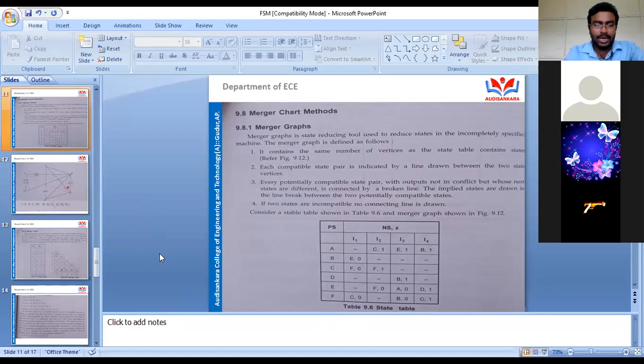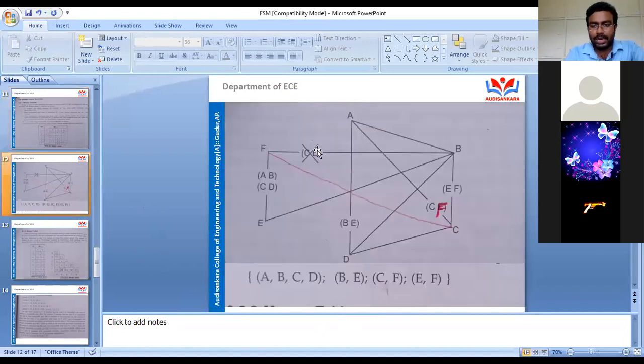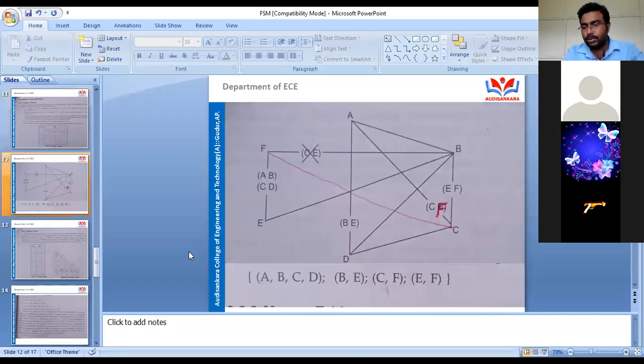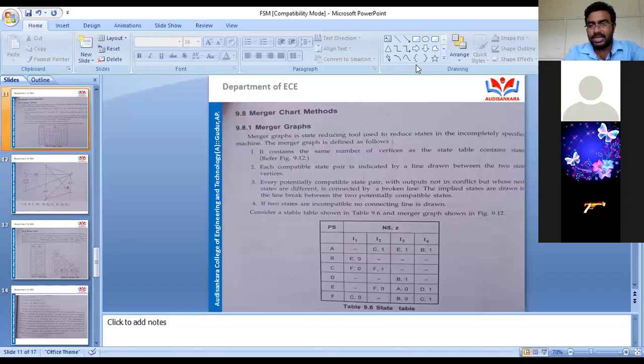Okay, so now I'll explain how to draw this completely. I have gone for a reverse engineering approach to explain how we have to draw the lines. Now we will go through the procedure of how to draw this table first of all. Let me explain how to draw these state tables here, the merger chart.